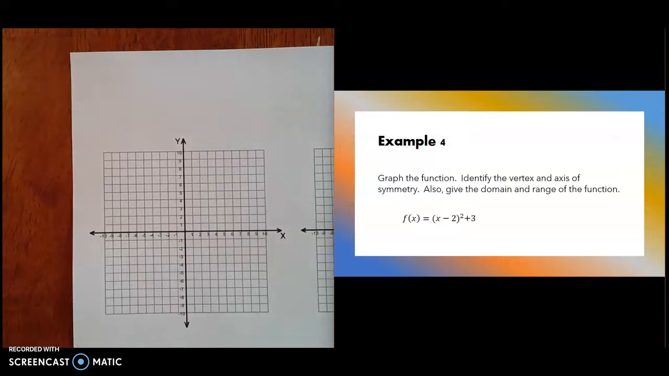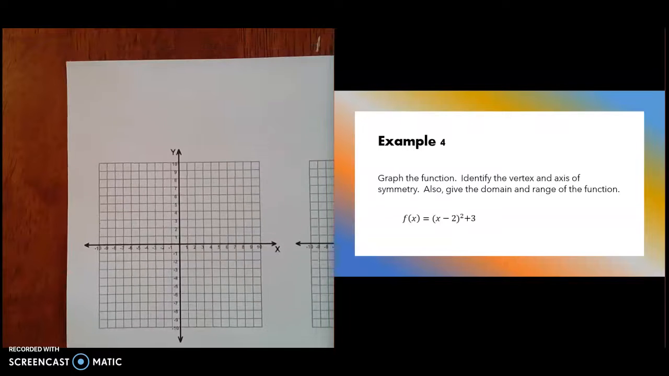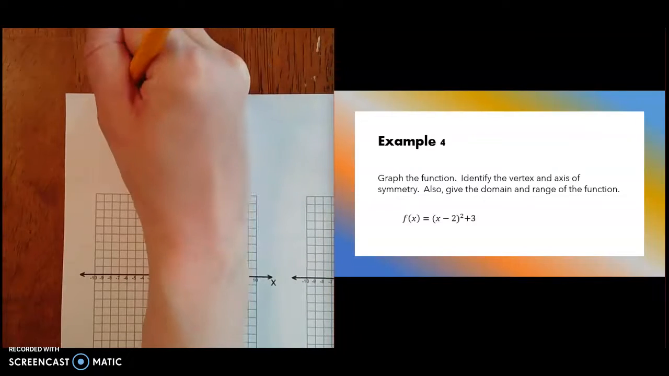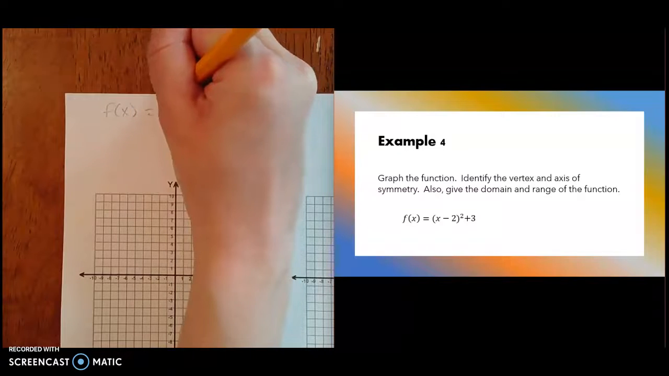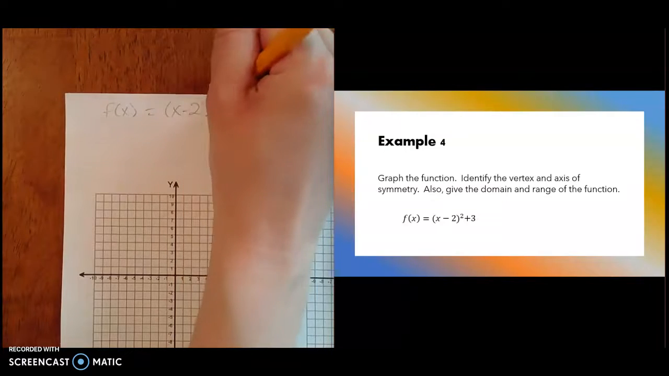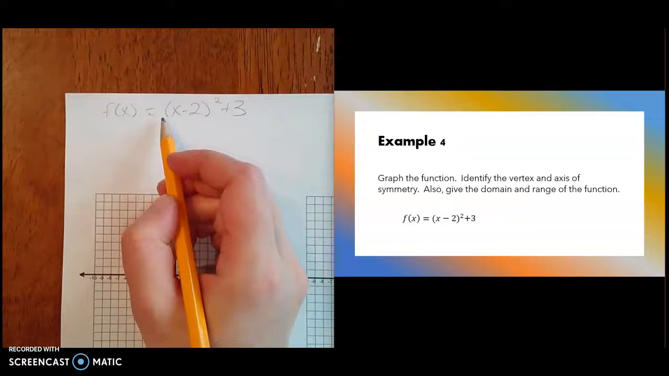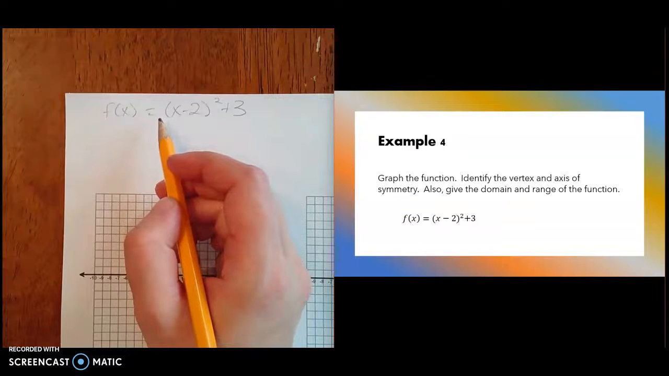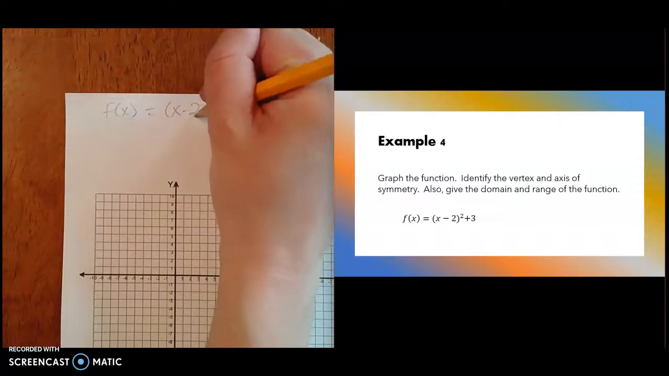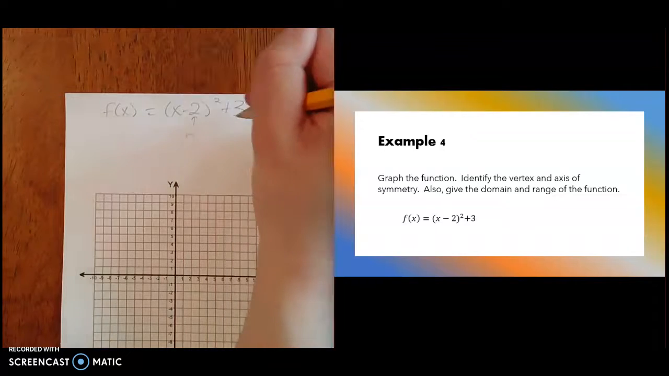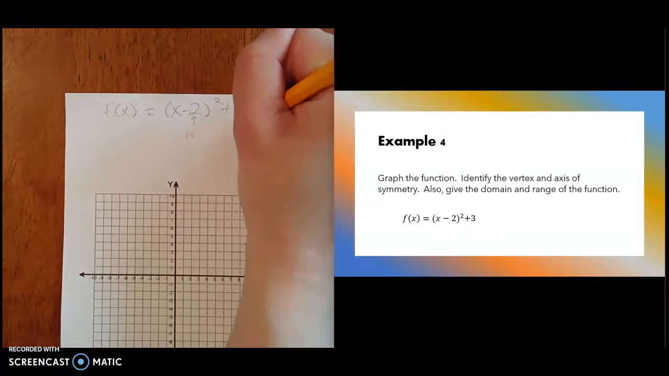Okay, so what I want us to do in example 4 is we're going to graph our function. We're going to identify our vertex. We're going to identify the axis of symmetry. And then, just for good practice, we're also going to give the domain and range of the function. So the first one I have in example 4 is f of x equals x minus 2 squared plus 3. That a value is 1, so it's going to have the same shape as the x squared graph. With the x minus 2, there's your h, and the plus 3 at the end, there's your k.